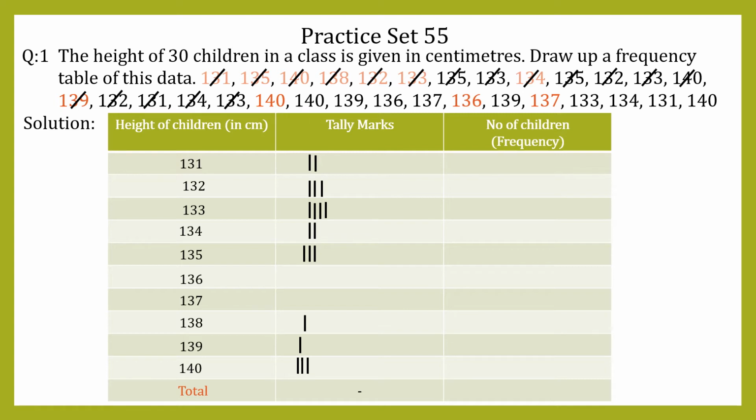Next is 140. Cancel. And then 140, one more tally mark, and then we'll cancel 140. Next is 139. So tally mark for 139 and we'll cancel it. Next number, children, what it is? Yeah, it's 136. So tally mark for 136 and we'll cancel it. Next is, yes, 137. So tally mark for 137 and cancel it.